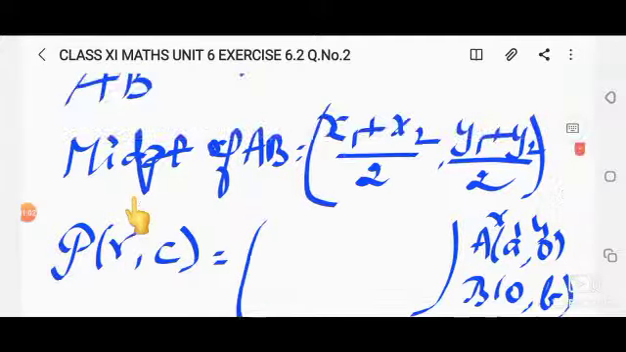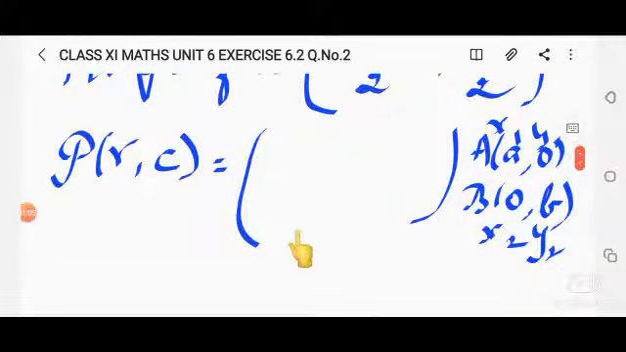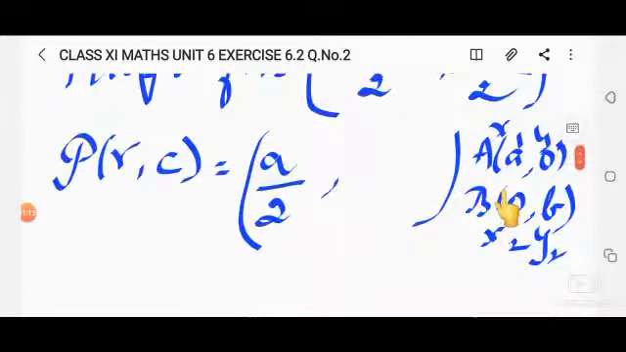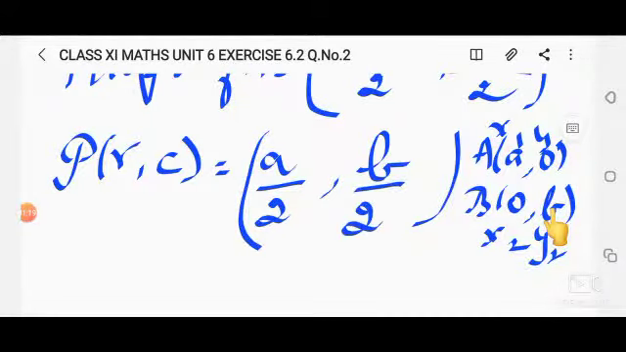Now, let us substitute in this formula. x1 plus x2 by 2 is a plus 0 divided by 2, that is a by 2. Similarly, y1 plus y2 divided by 2 is 0 plus b divided by 2, that is b divided by 2.